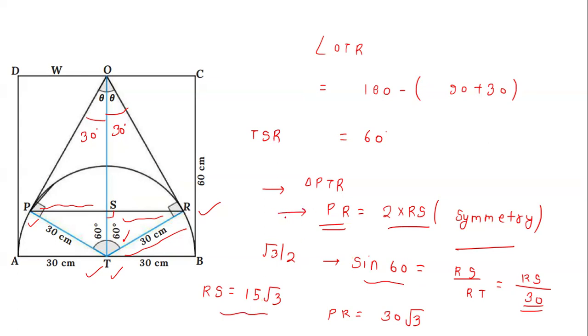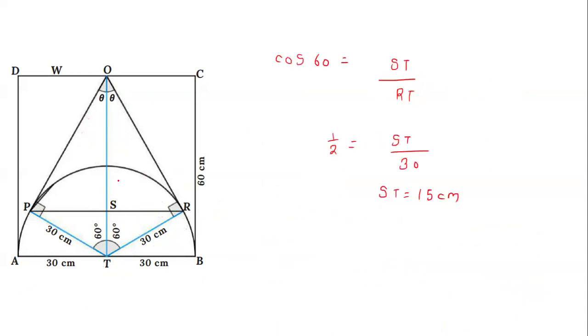And PR we calculated previously as 2 times the value of RS. So it will come like 30 root 3 centimeter. So in this way, we also know this as 15 root 3 and the value of PR as 2 times of this, which is 30 root 3. So now you can also write cos of 60 as this ST divided by this RT. So ST we don't know, but RT is 30, cos 60 is half, so ST will become like 15. So this distance is 15 and this distance is 15 root 3 as we know.